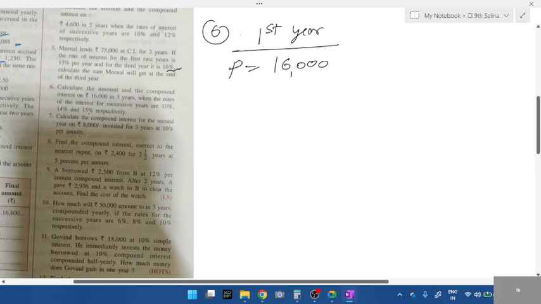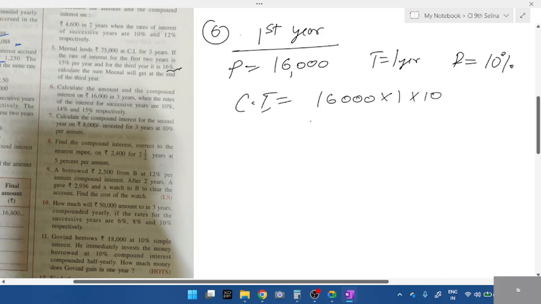16,000. Time is equal to 1 year. Rate is equal to what? 10%. So 16,000, 1 year, 10%. What is the compound interest if you calculate? Zeros get cancelled, you get 1,000.